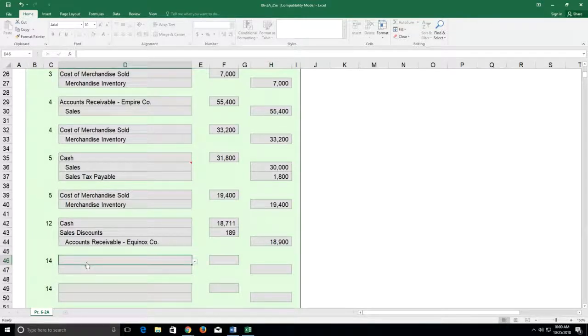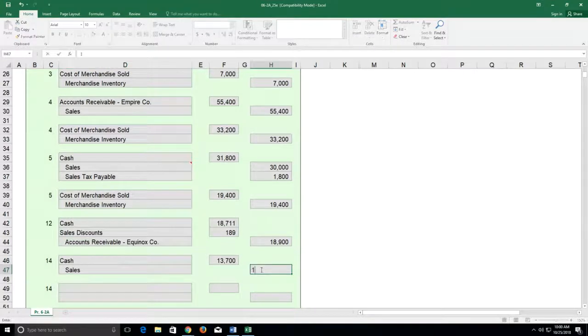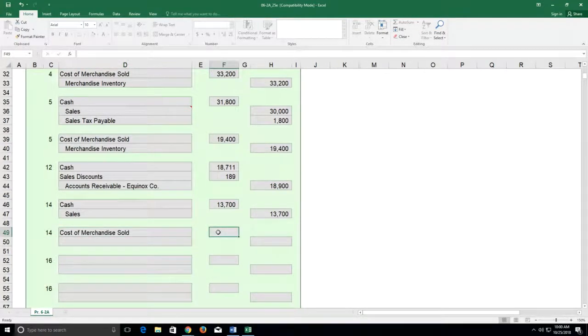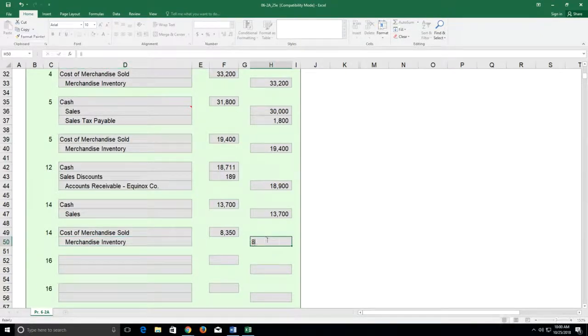Okay, on the 14th, we sold merchandise to a customer who used American Express. Again, same as cash, in the amount of $13,700. And we have a credit to sales for that same amount. And then we are again, every time, cost of merchandise sold. The merchandise cost us $83.50. And a credit to merchandise inventory for the same $83.50.